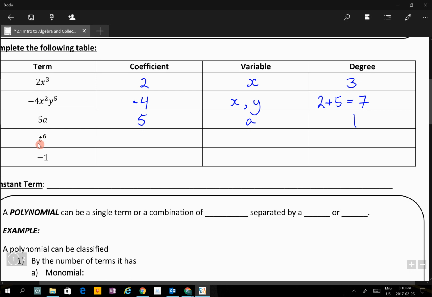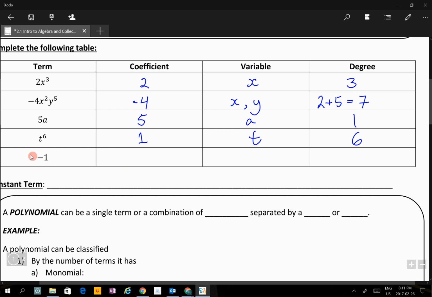T to the power of 6. Sometimes we use t as a variable, and t can denote time in an application problem. So t is my variable. And if you see no number in front of the variable, then the coefficient is that invisible 1. So that's the 1. And my exponent here is 6. Since there are no other variables, my degree is going to be 6 for this term.